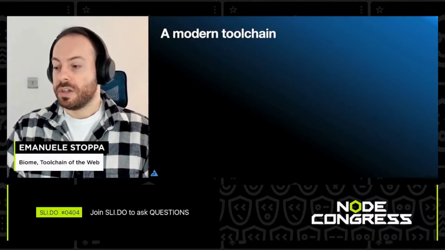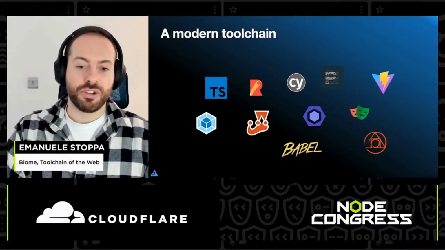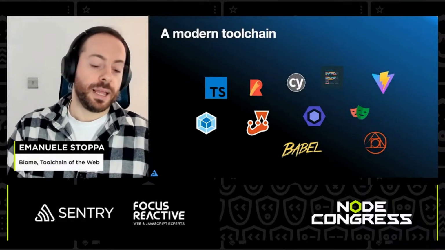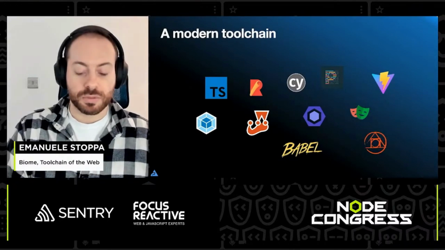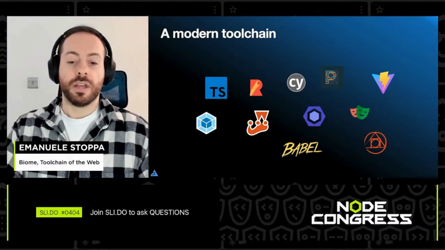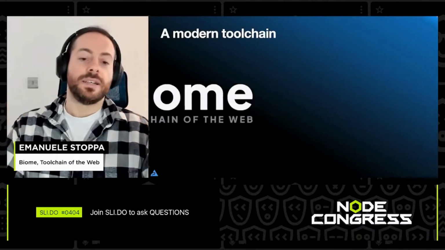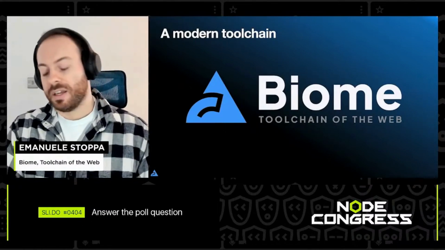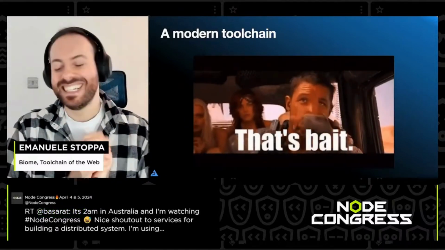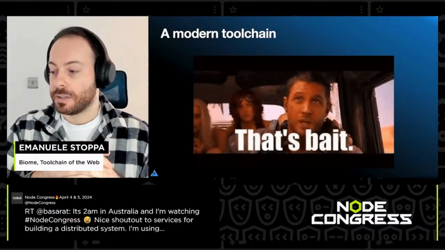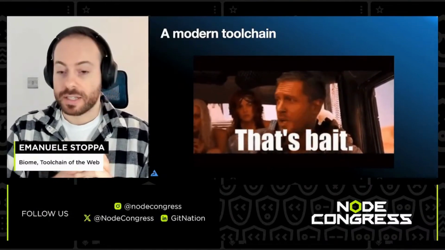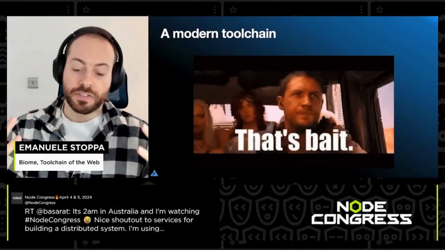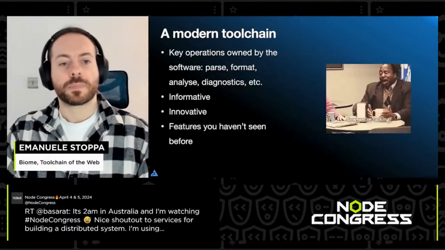Now, what's a modern toolchain? Last year I went to the Giant Nation and I talked about the former Biome, which was Rome, and now Biome. Rome wanted to take all these tools that you might have in your web projects and offer just one single toolchain, and theoretically you just use that for everything. Although, let's be realistic. That is not possible at the moment. Sure, that's still the utopistic mission, but I want to offer a different point of view of the modern toolchain.